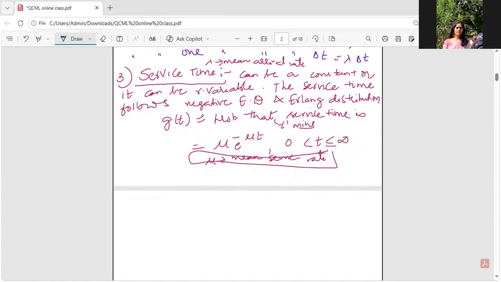The assumption is that the service time also follows a negative exponential distribution, or of course the Erlangian distribution. Now let g of t denote the probability that the service time is t minutes. Mu e power minus mu t is the probability distribution function, so g of t is given by mu e power minus mu t, for the simple reason that it follows a negative exponential distribution, and the mean service rate is denoted by mu.